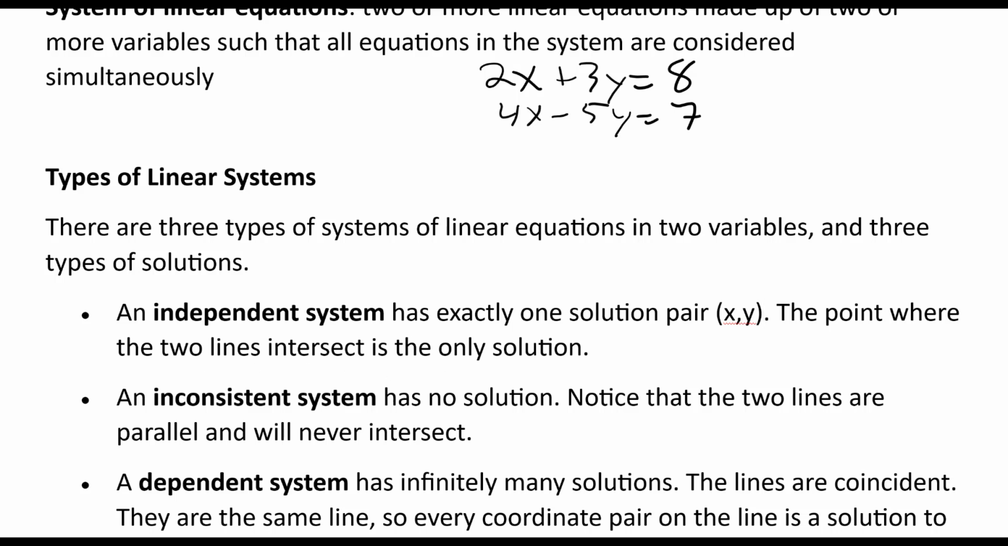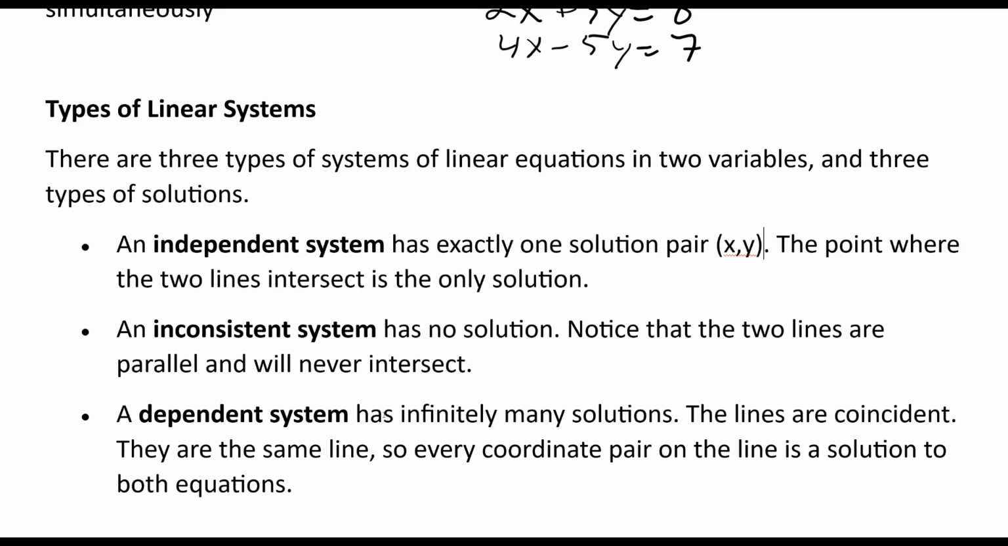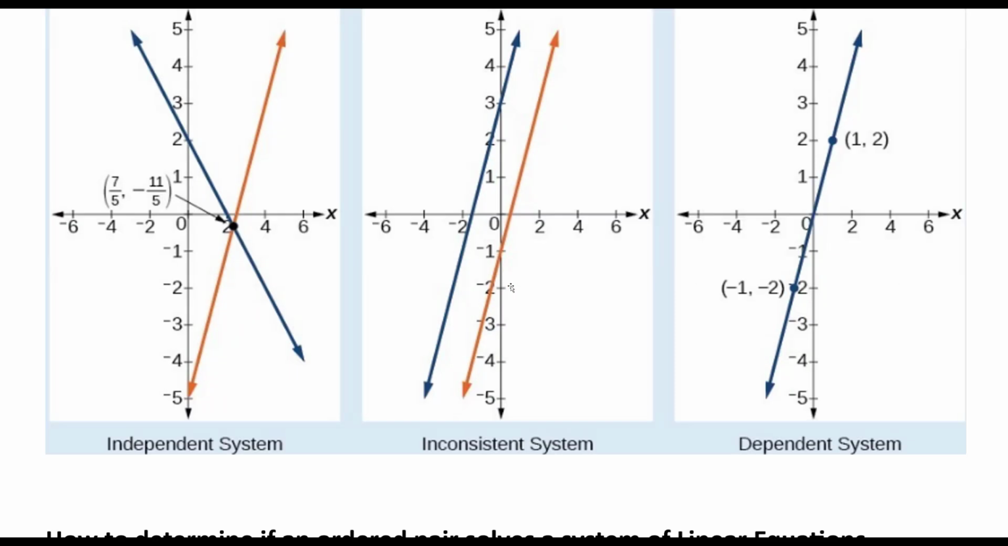An inconsistent system has no solution. And notice that the two lines are parallel. You'll see this in the picture coming up on the next page. And then a dependent system has infinitely many solutions because the lines are coincident. So every point on the line is a solution. So let me go to the next page and show you that.